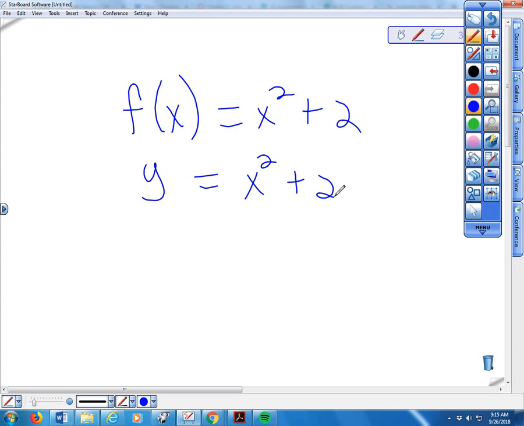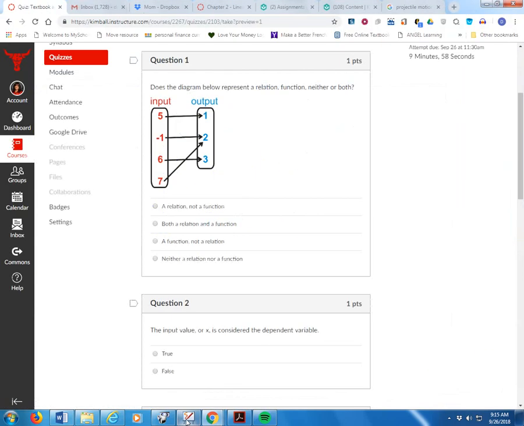Okay, so if I look at the first question, does the diagram below represent a relation, a function, neither, or both? A function and a relation. Does every input have exactly one output? Yeah. Yep. 5 goes to 1, negative 1 goes to 2, 6 goes to 3, 7 goes to 2. 7 doesn't go to more than one y value, or more than one output, right? So this is a relation and a function. All of these would be relations. Even if it's not a function, there's a relationship between x and y. But a function is more specific. And it does meet the definition of a function as well.